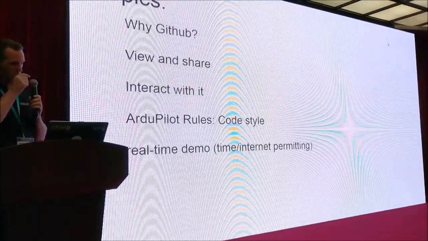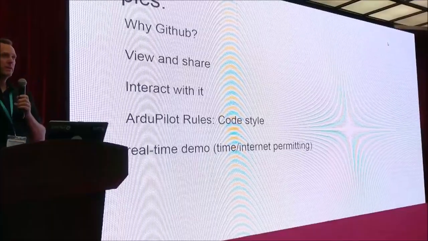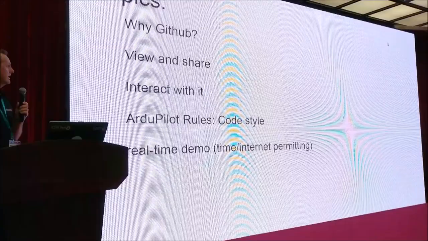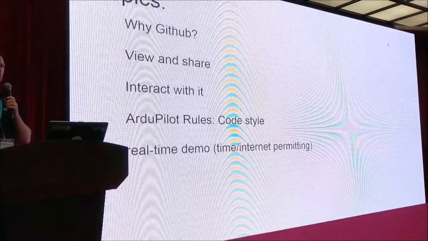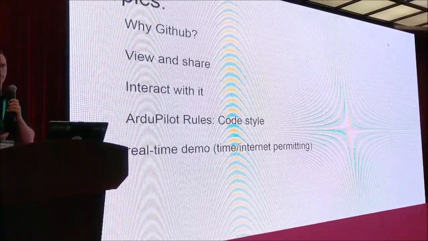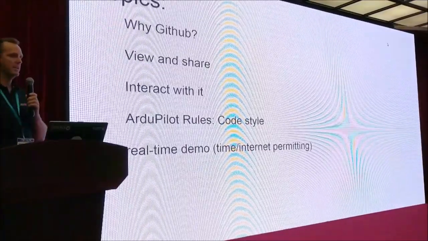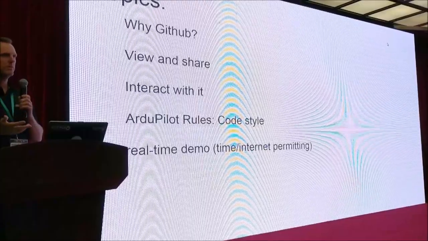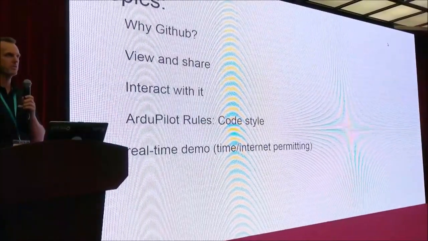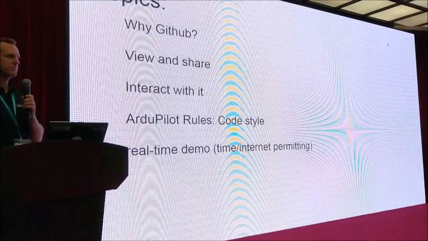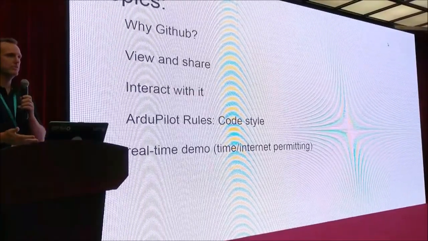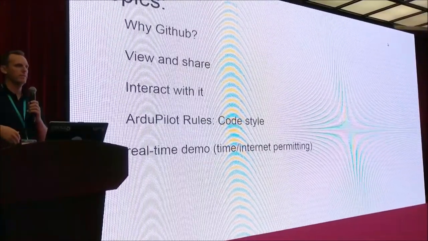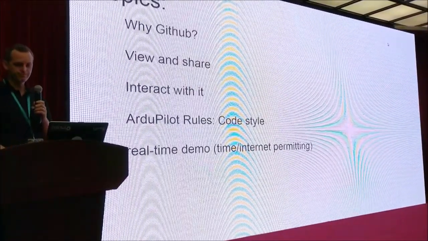So what I'm going to talk about is why we use GitHub, the features and benefits of using GitHub, a couple of rules we have, how to submit code and interact with our code base, and a little bit about how to use Git. Everything about GitHub is using Git as a source control, or version control system. And at the end, if I have some time, I'll try to do a quick demo of editing some code and then coming back and creating a pull request.